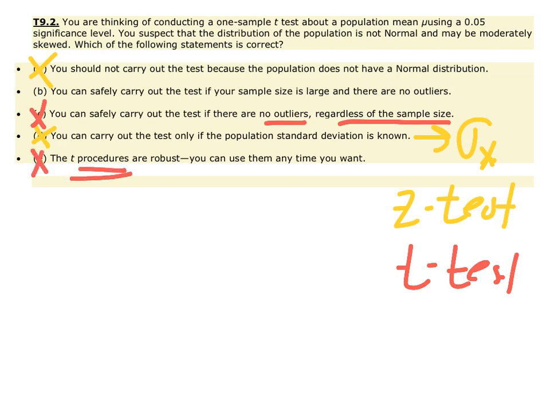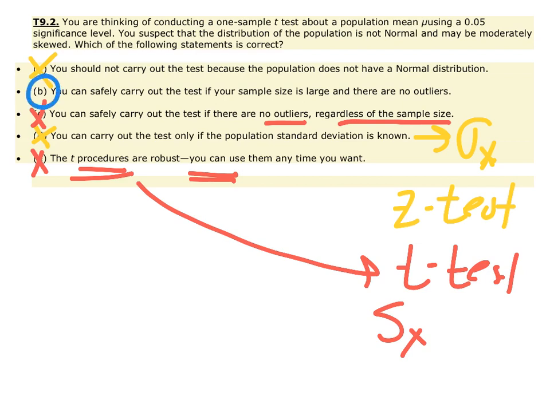Letter E in here is also not going to work. The t procedures, again, we already talked about when you would use them. That's when you have to use s sub x because you do not know sigma sub x. It says they are robust. You can use them anytime you want. Actually, what this means is because they are robust, though, you still have to test the conditions because if you use the t procedures, you have to check for the actual shape, again, by graphing it out. So even by default, the correct answer is going to be B in this case.